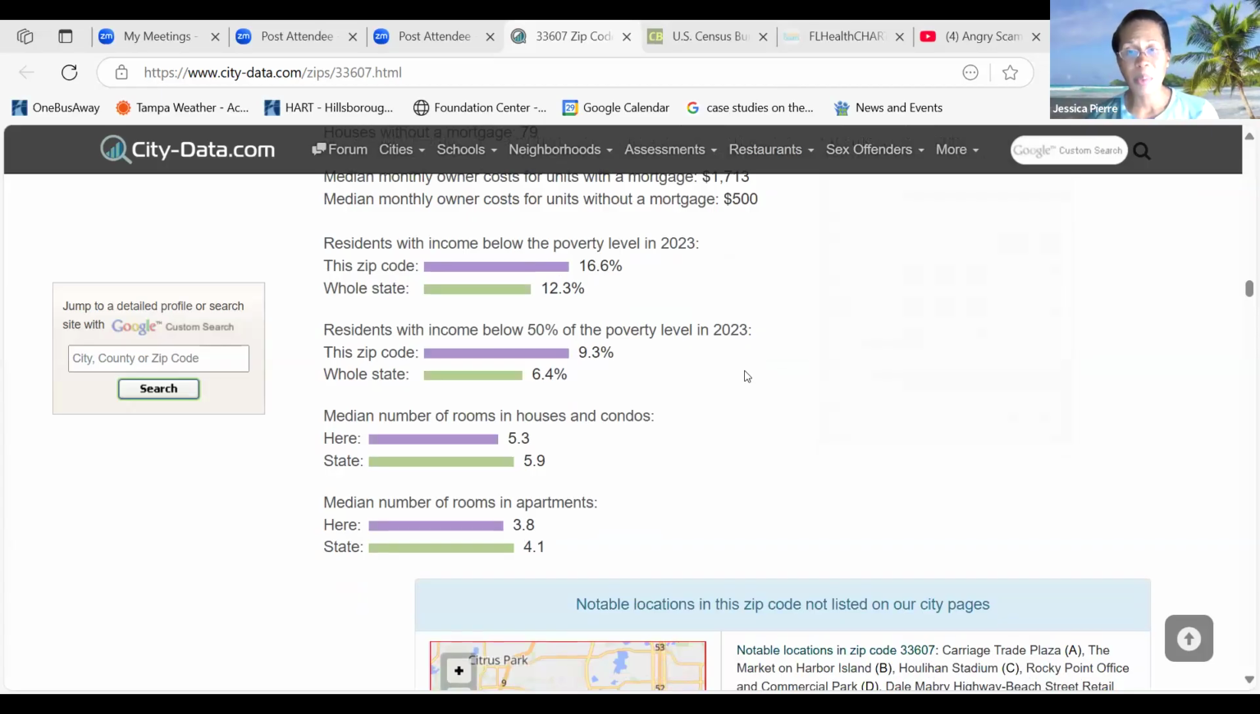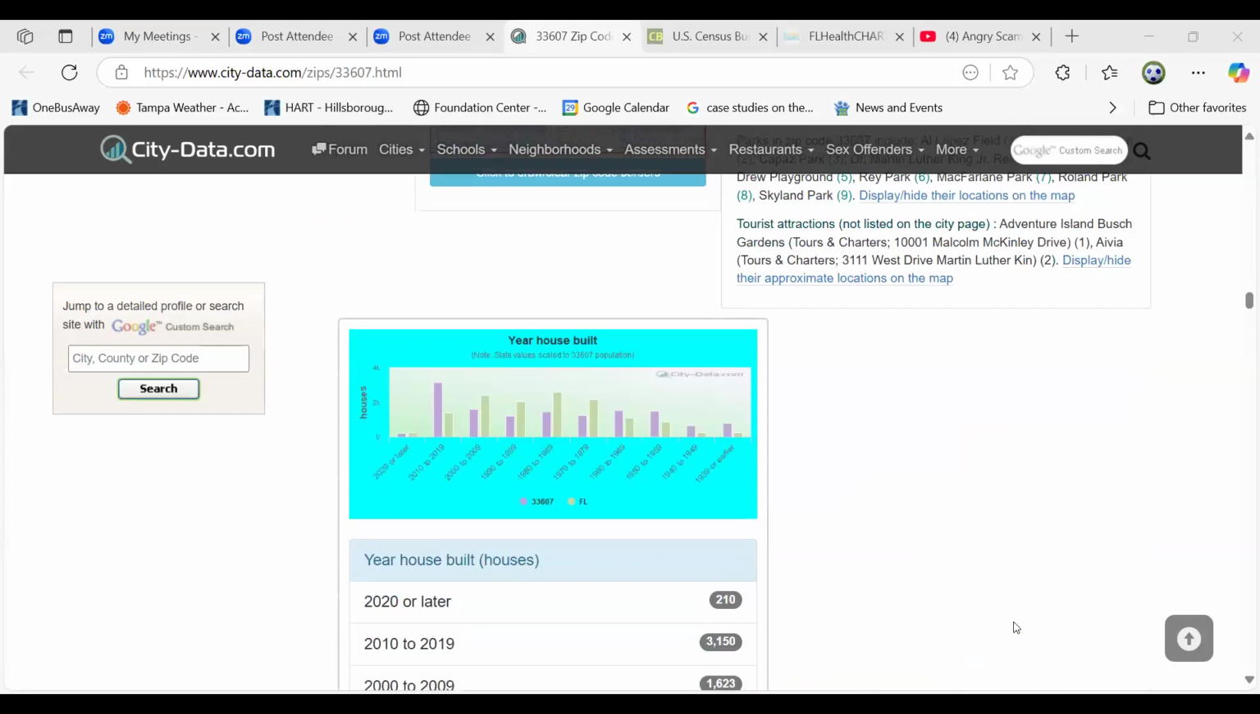Residents with income below 50% of the poverty level in 2023, the zip code 9.3%, whole state 6.4%. If we're looking at the 50% level, we're talking about people that are receiving public assistance or seniors that have a fixed income, low social security. You pick up on things like that because that's going to give you a read of the neighborhood. Okay, let's continue on.